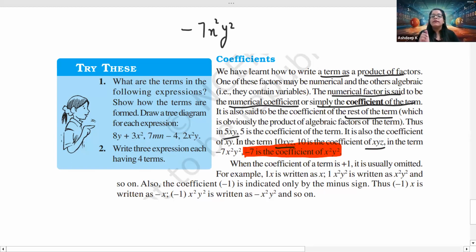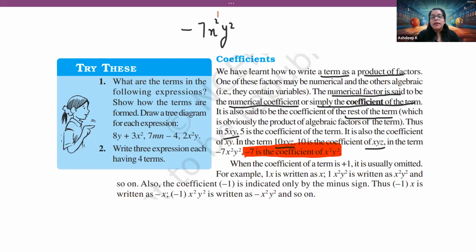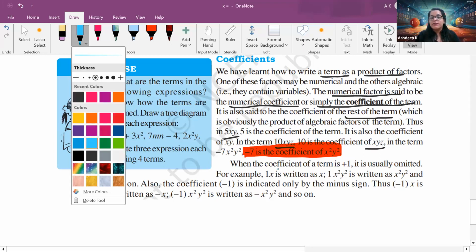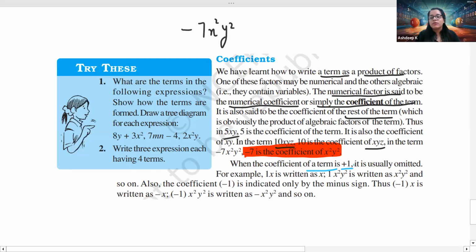Now, one thing to note here is that the sign also needs to be taken along. Okay, we have to take the negative or positive sign as well. Like we had minus 7, so we'll say minus 7 rather than saying that 7 is the coefficient of the term. Now, a very important thing is that when the coefficient of a term is plus 1, we usually omit it. Let's suppose I talk about 1x, we do not write it as 1x, we simply write it as x. So here, as a whole, we can simply say that 1 is the coefficient of the term.